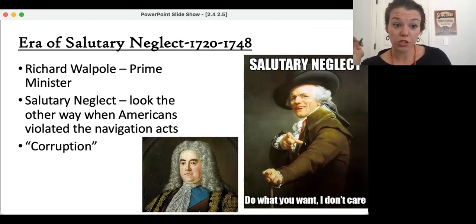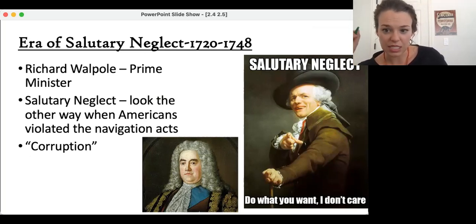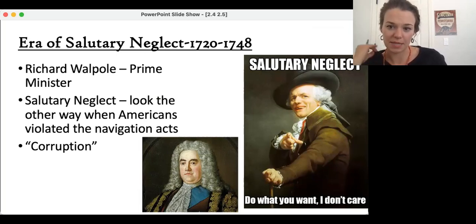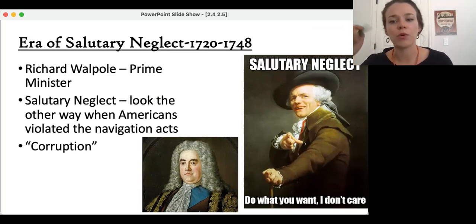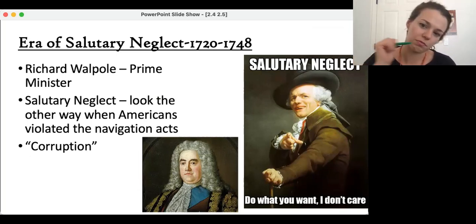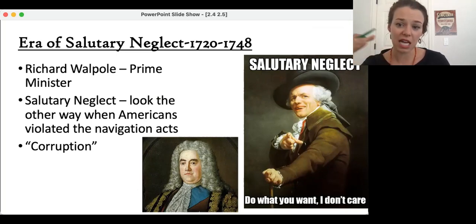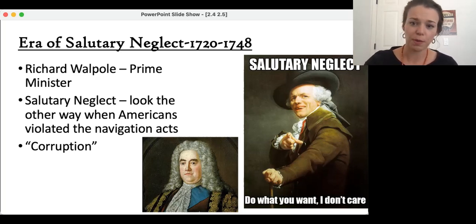Richard Walpole is our new prime minister in England. He is part of the Whig party, and he primarily came to power by promising nepotism. If you get me into power, I will give your son, your nephew, your cousin, whatever, I'll give you a job. And in this time, Parliament is really supreme. So radical Whigs undermine Walpole. The problem is at this time, King William dies and has no heir. So British politics are a mess.